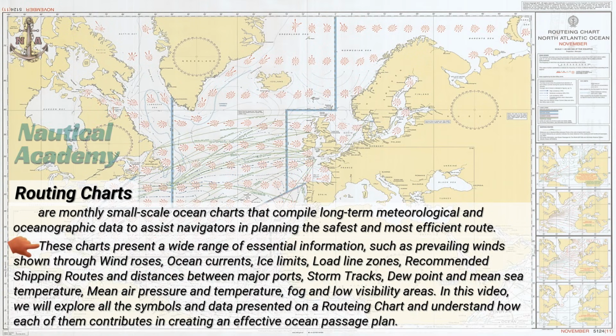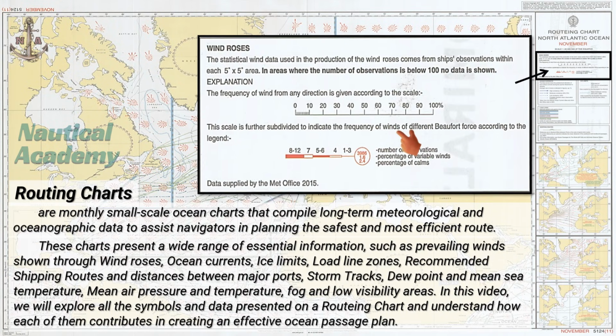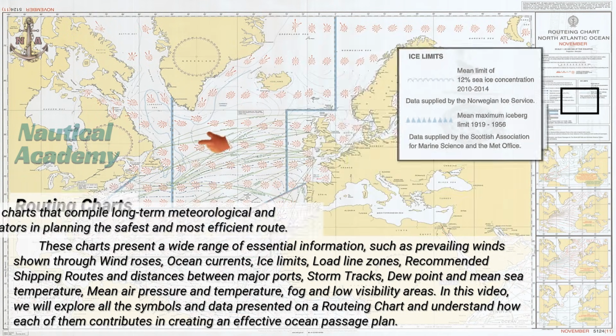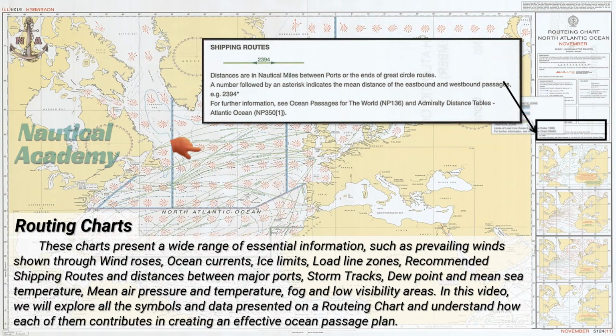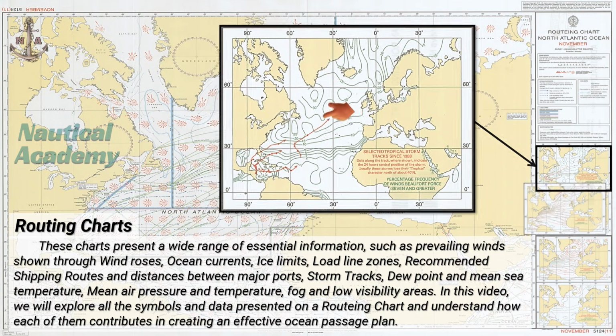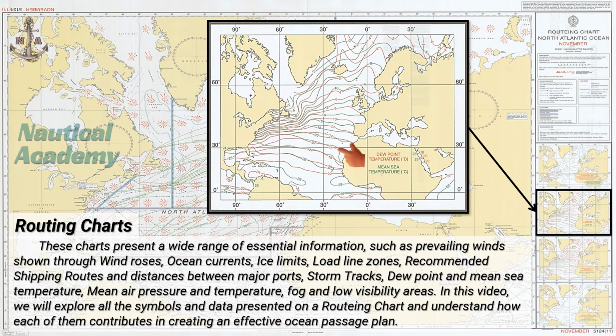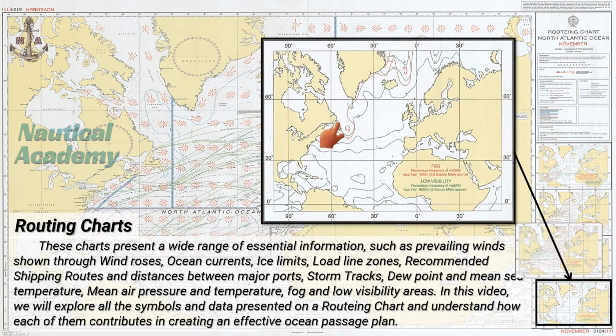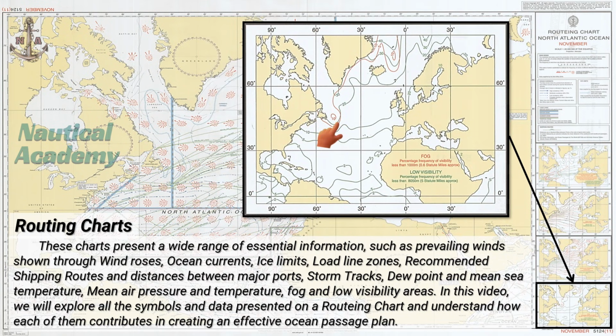These charts present a wide range of essential information, such as prevailing winds shown through wind roses, ocean currents, ice limits, load line zones, recommended shipping routes and distances between major ports, storm tracks, dew point and mean sea temperature, mean air pressure and temperature, fog and low visibility areas.